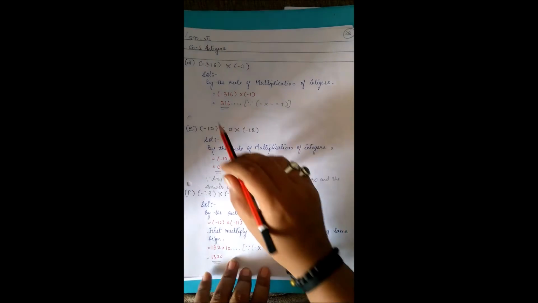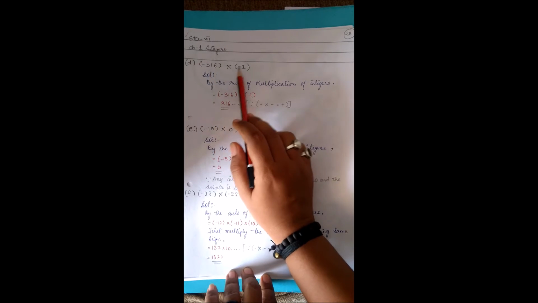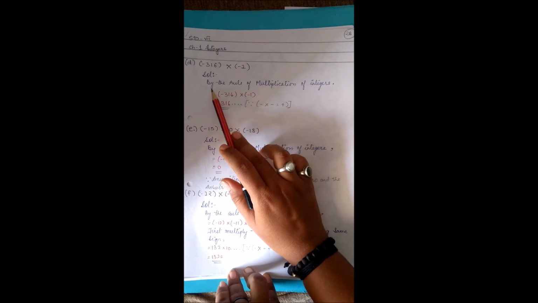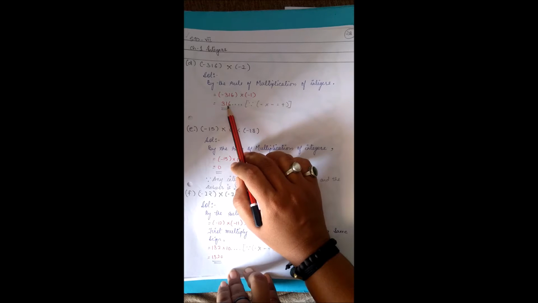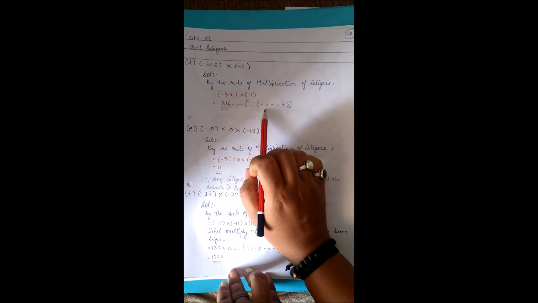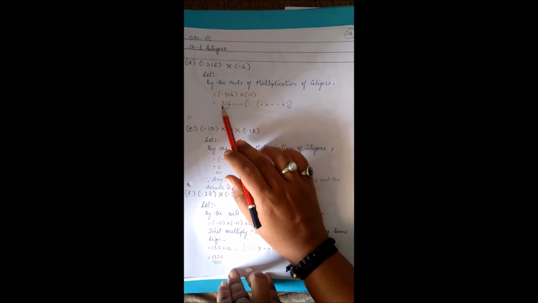Next is minus 316 into minus 1. So 316 into 1 is 316. Minus into minus equals plus. So it is plus 316.